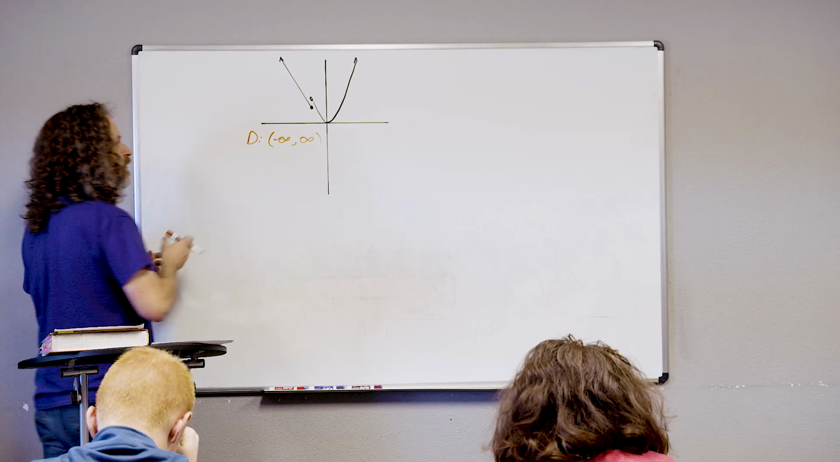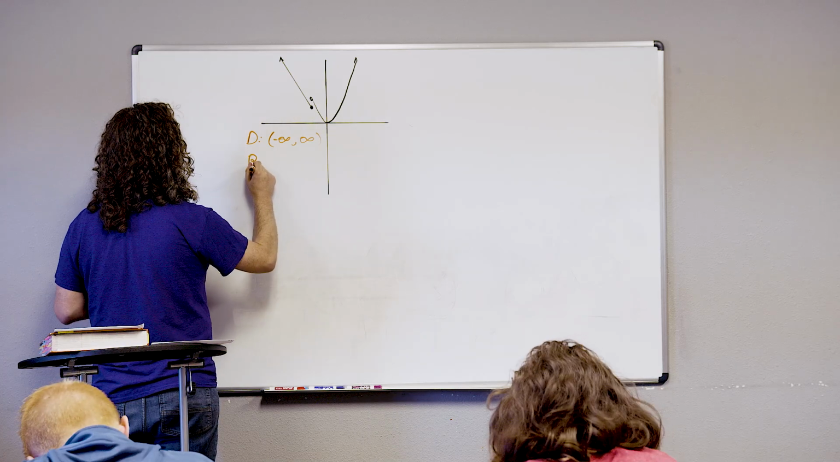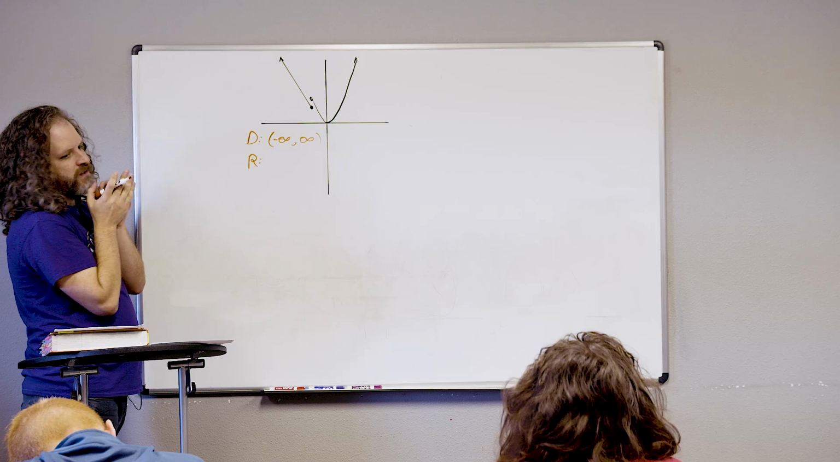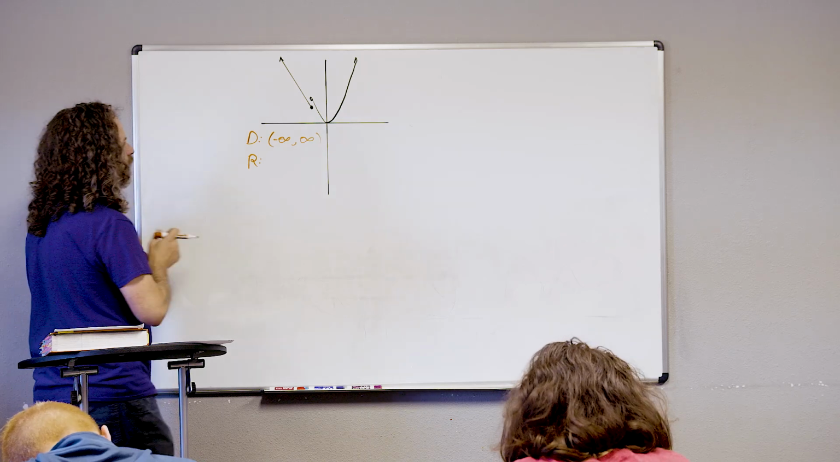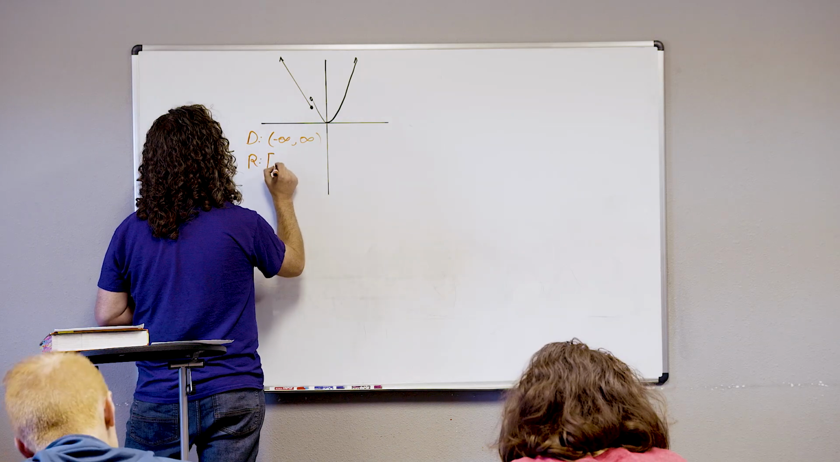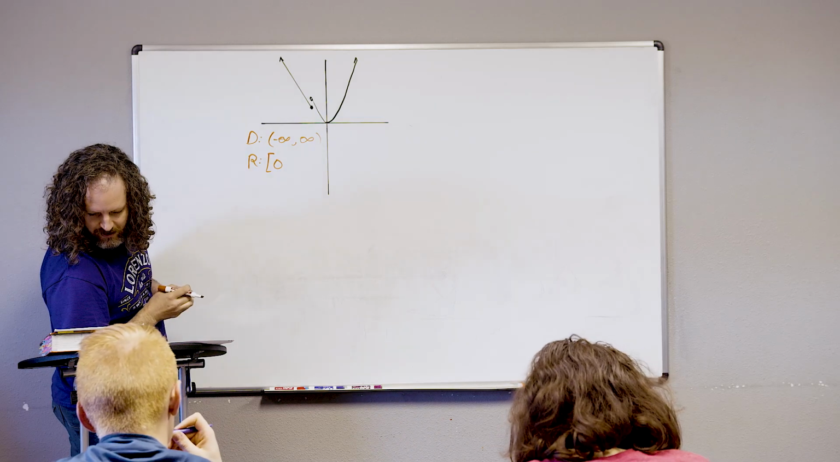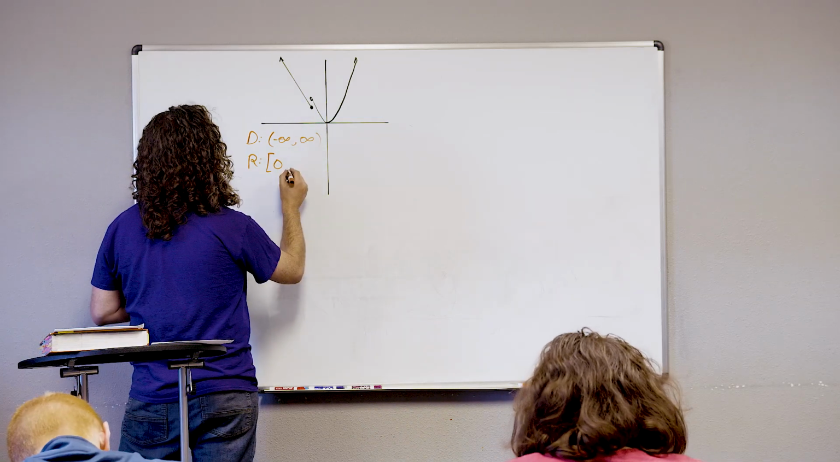Now the range, however, is not, in fact, all the way. What's the lowest point on this graph? 0. 0, including 0, right? Because we can have 0, x squared, yeah. 0 squared has an answer.